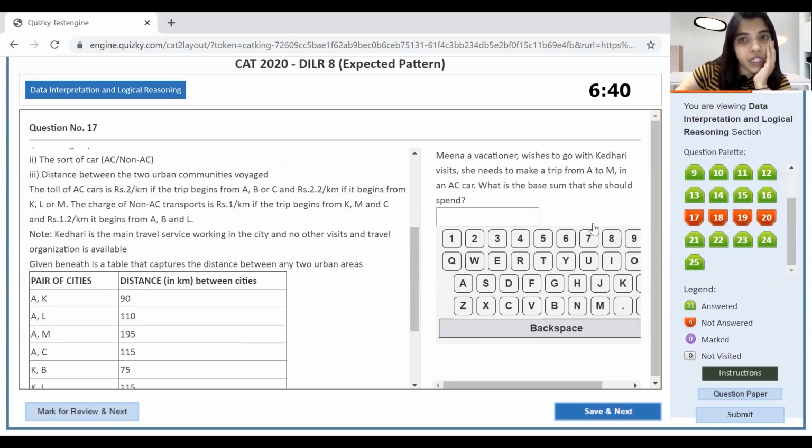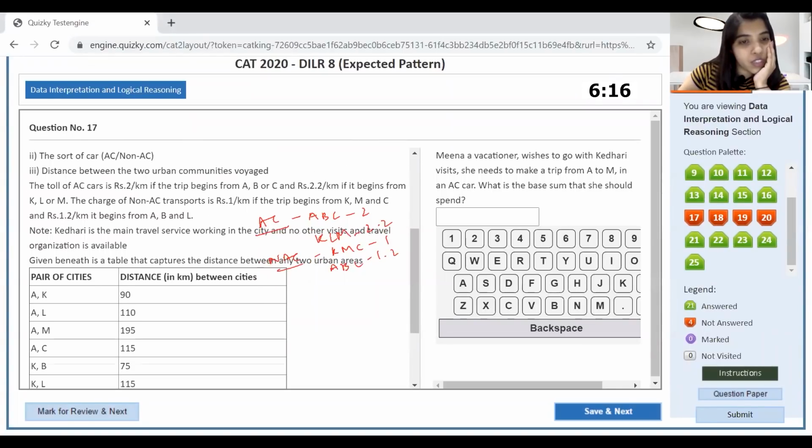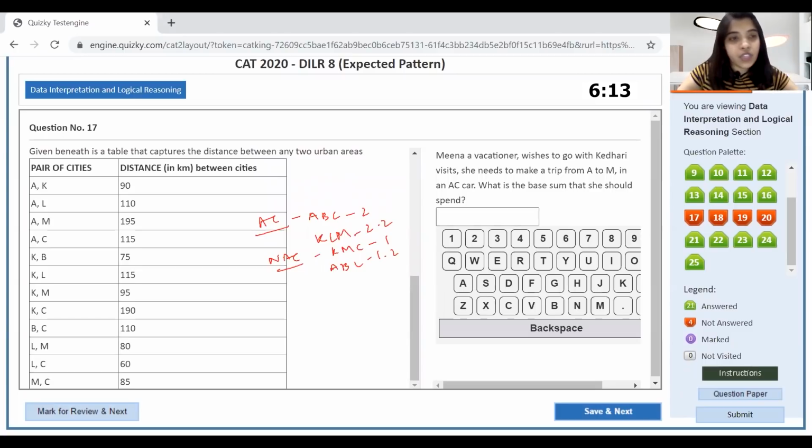Fine, let's just start writing our data. So we have AC cars, ABC, it is 2, KLM, it is 2.2. And non-AC is KMC is 1 and ABL is 1.2, right? Then we have the different distances between different cities. Fine. So let's just go question by question. Meena vacationer wishes to go from A to M in an AC car. So we've decided AC car, it starts from A to M. Now, what are the possible routes from A to M?